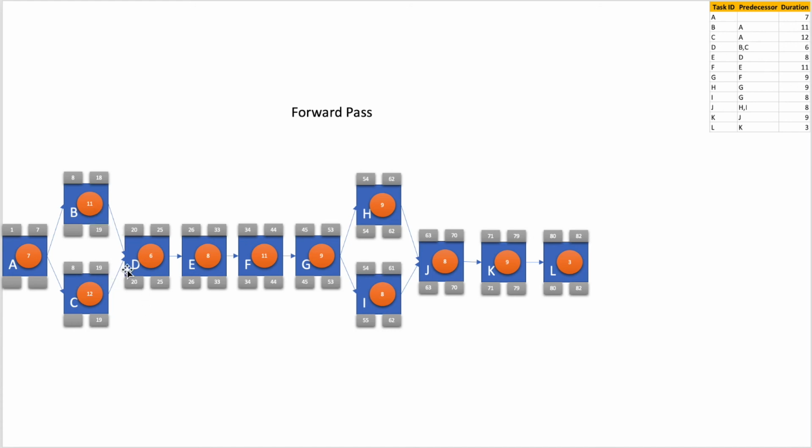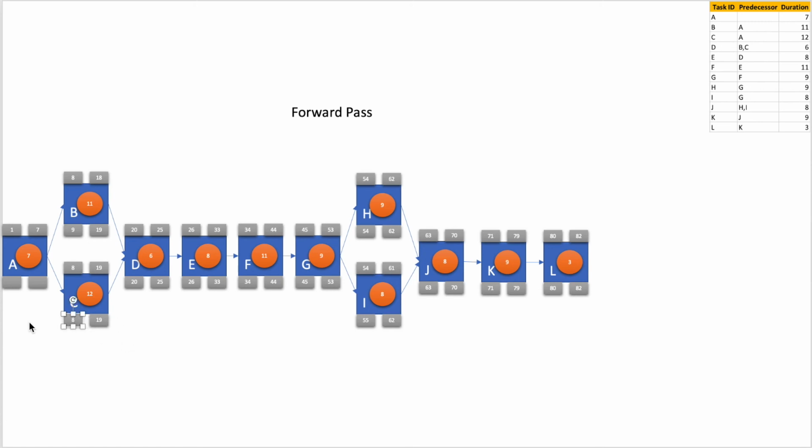Now activity B, if it finishes on the 19th day, it has to start on 19 minus 11, that is 8 plus 1, on the 9th day. The activity C has to finish on the 19th day, so its late start will be 19 minus 12, that is 7 plus 1, 8.